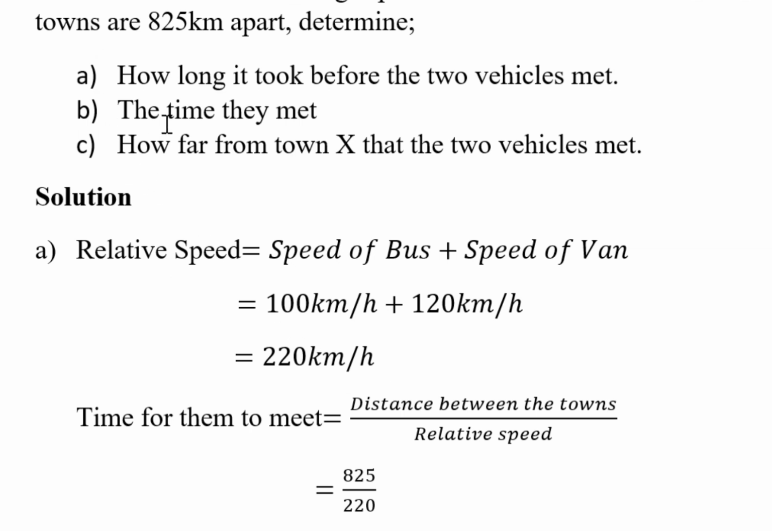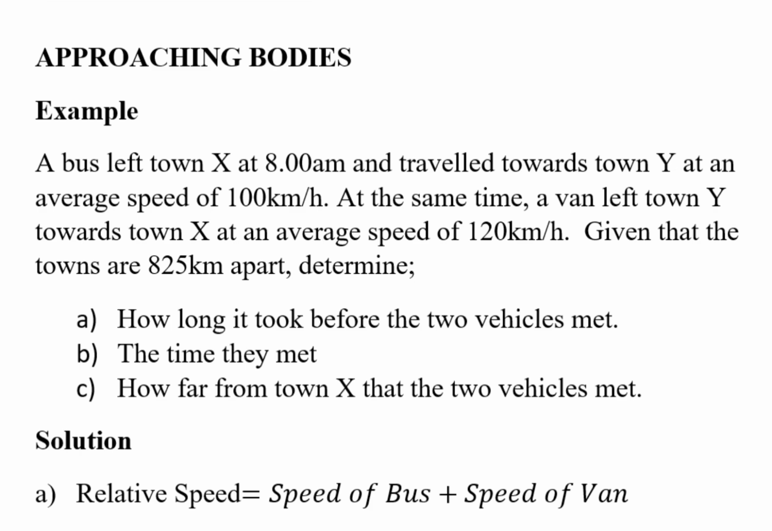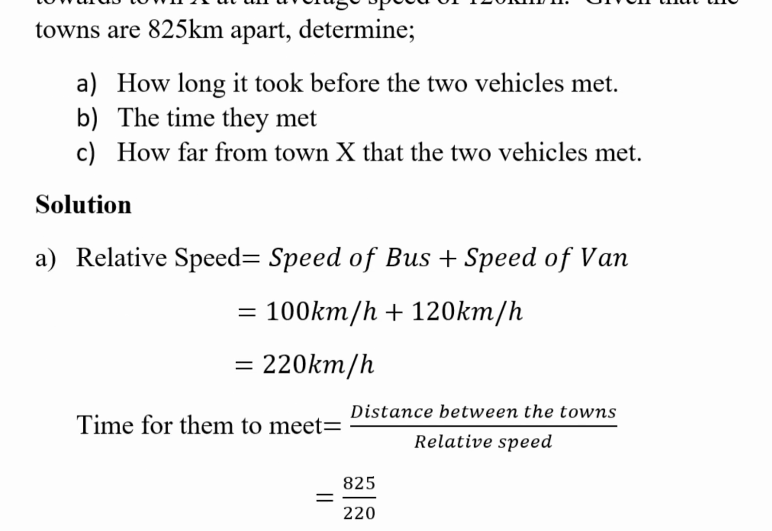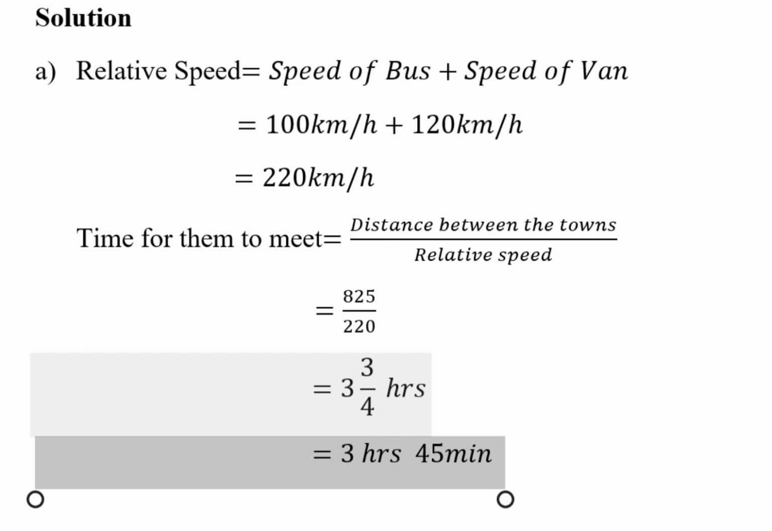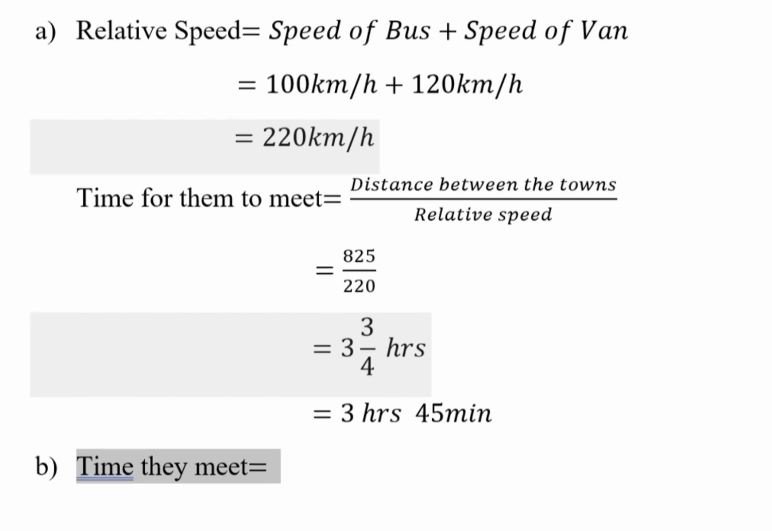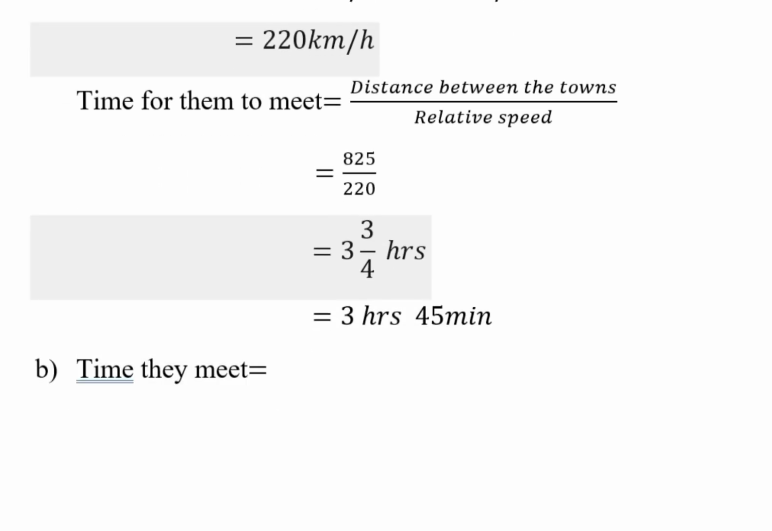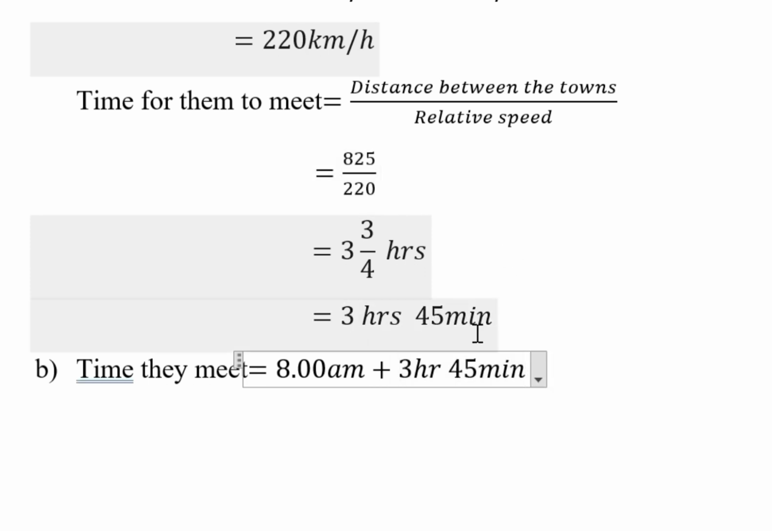The time they met, this one needs you to get the exact time. We know they started their journeys at 8 a.m. and they are taking 3 hours and 45 minutes to meet. So we add the two to get the time they meet. So the time they meet is given by 8 a.m., the time they started their journey, plus how long they took to meet, which is 3 hours and 45 minutes. And that gives you 11:45 a.m.